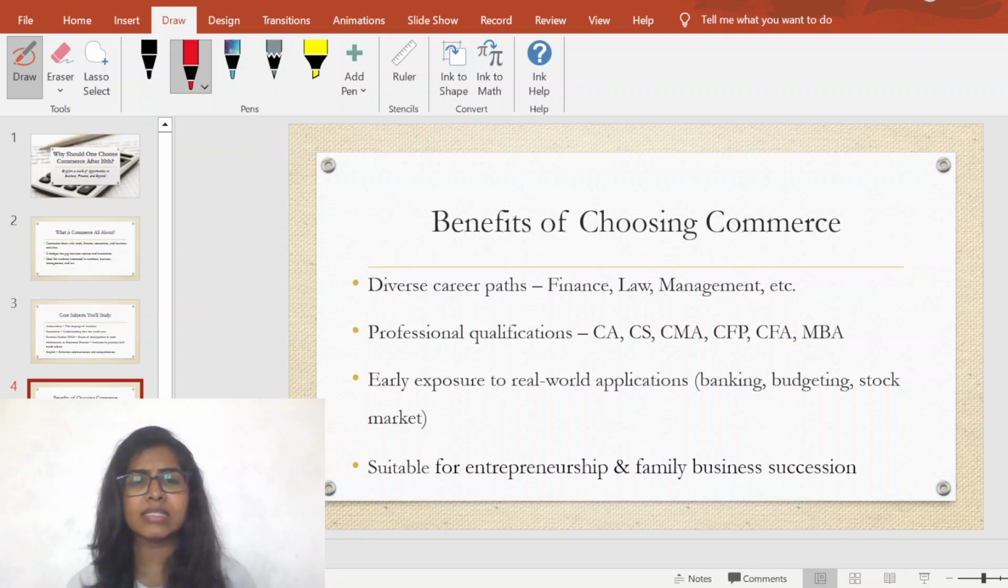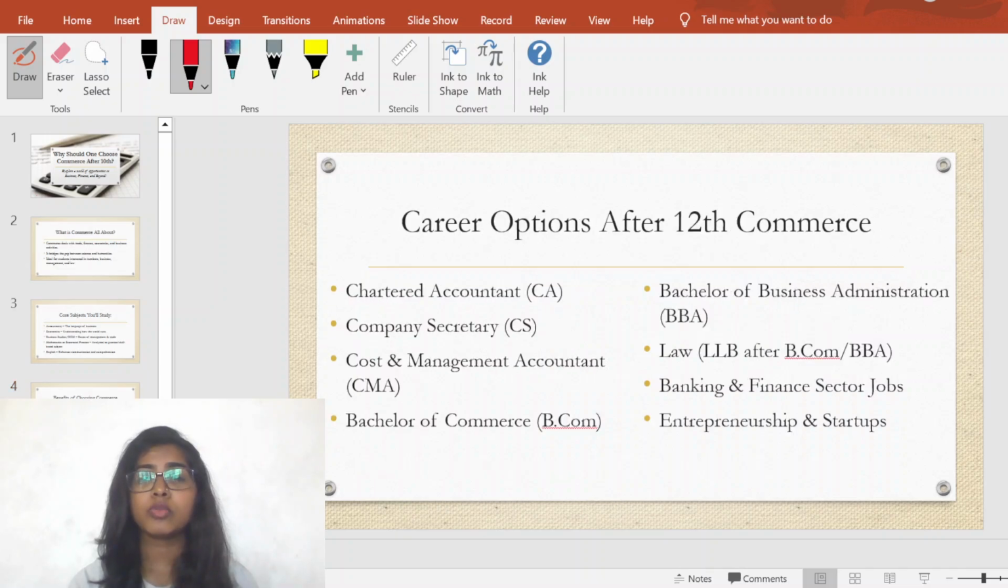So CA, CS, CMA, these are the professional qualifications, but apart from this mainstream, you have many more options. We'll discuss it in the further slides. Career options after 12th commerce. CA is of course one of the very mainstream, but a very respectable and successful promising career. Company secretary, cost management accountant, BCom, and after that if you do MCom or PhD, again a very promising career. BBA, followed by an MBA, of course.